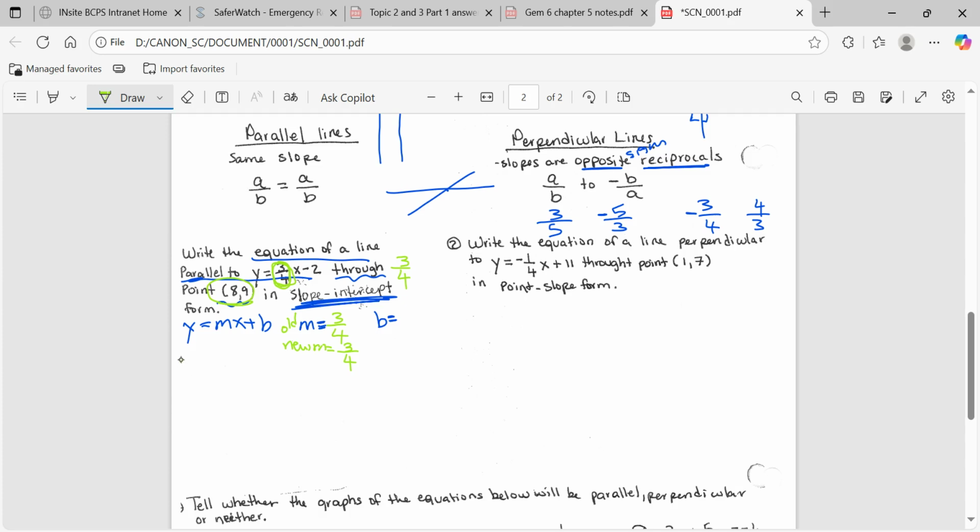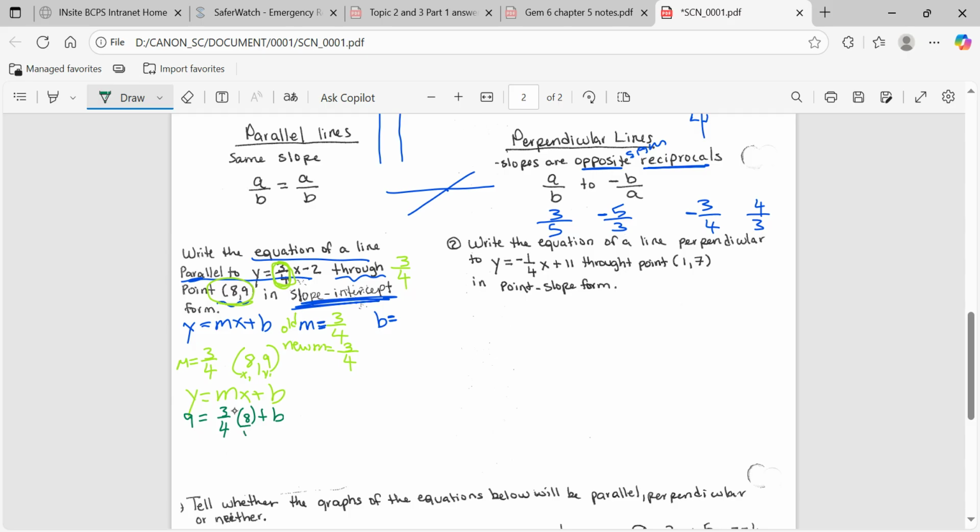So now I know that the slope of my line is going to be 3/4. And I know that the coordinate they gave me is (8, 9). That's what I'm working with to find the equation in slope-intercept form. So now I go back to what I know, x1, y1. My y is equal to mx plus b. My y is 9. My slope is 3/4. The x I have is 8. And I'm looking for the y-intercept, which is b.